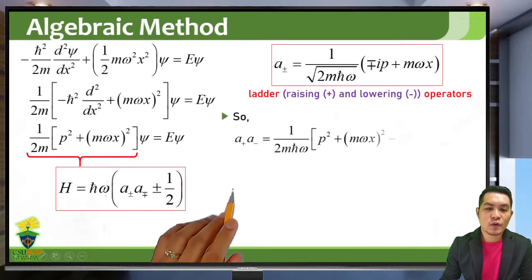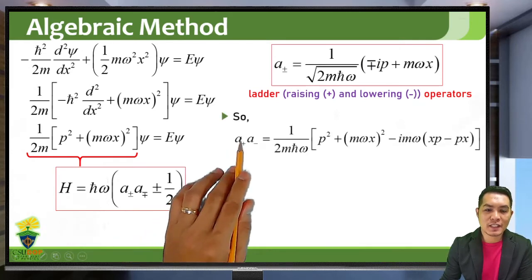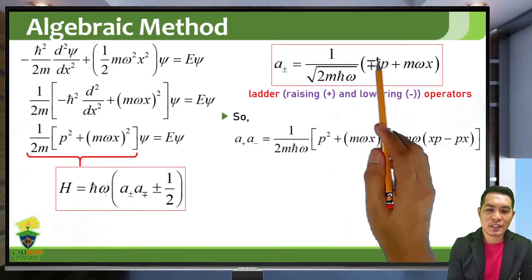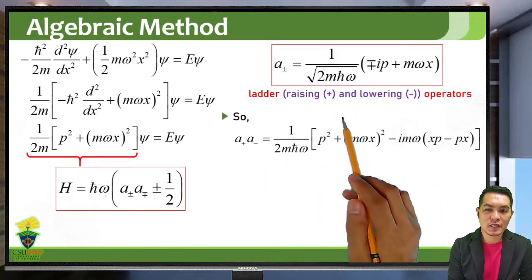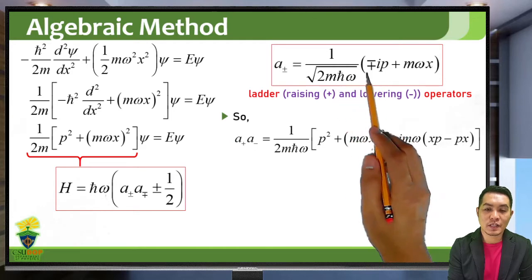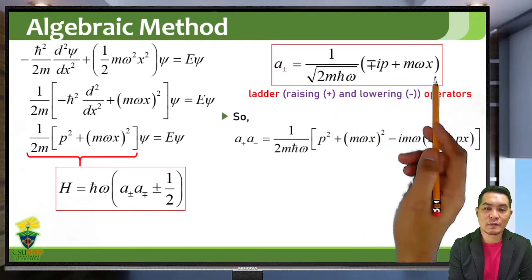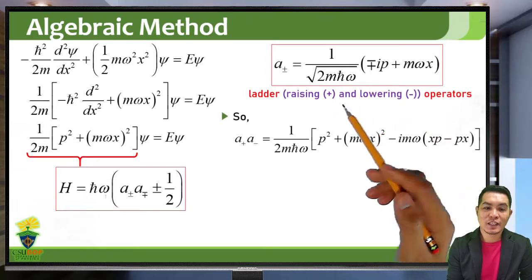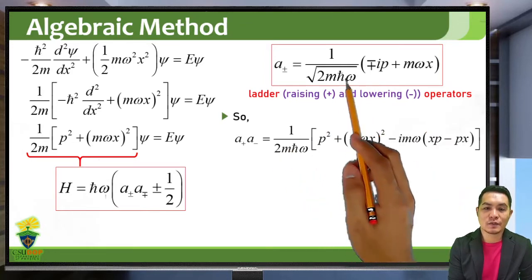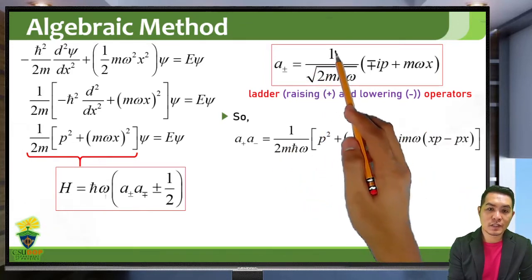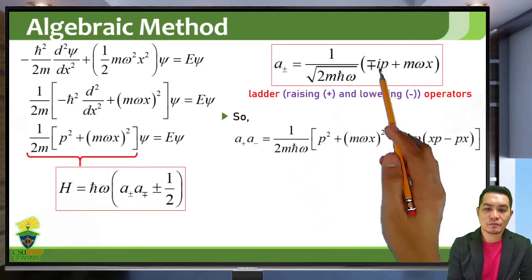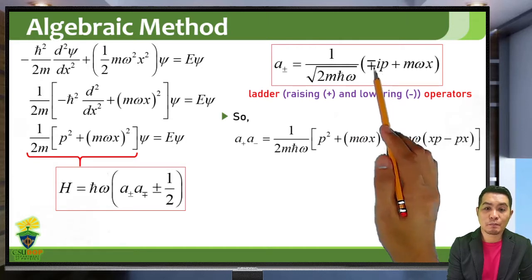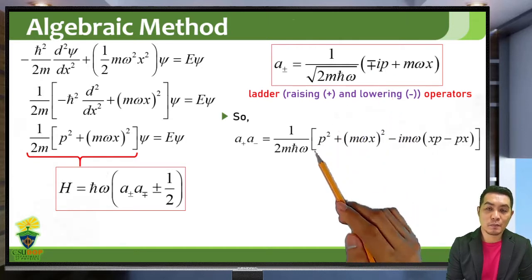If you multiply, for instance, a plus and a minus, where a plus is the upper sign, so negative ip, and a minus is the lower sign, so positive ip plus m omega x, you will get this. So just the square of this constant here, and then the first term, you have negative ip multiplied by positive ip, so you will get p squared.